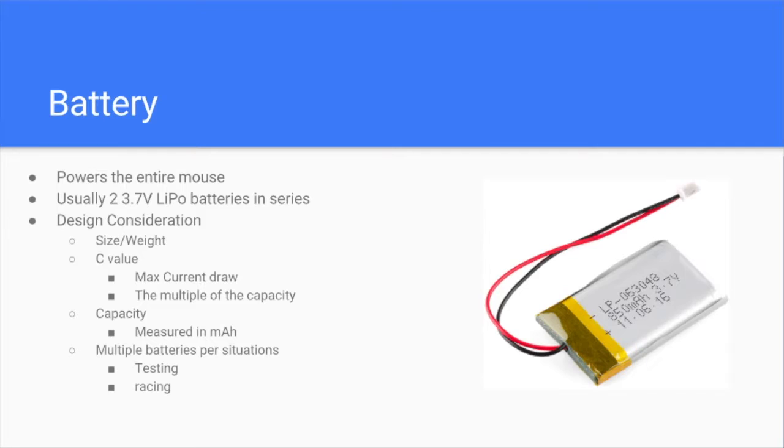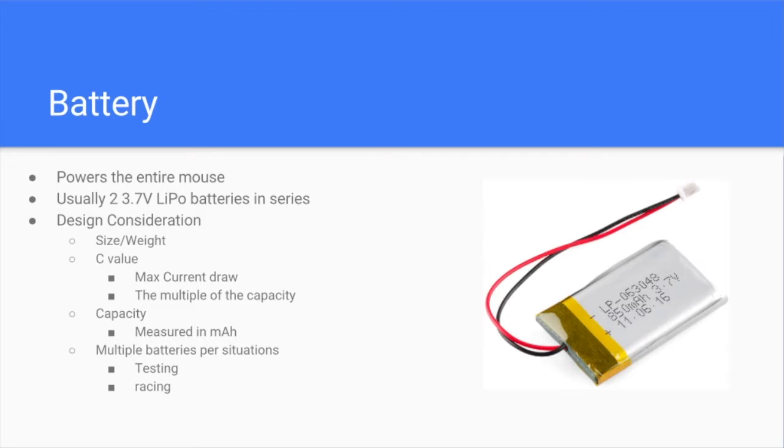For testing, you might want something with larger capacity because you want to keep running and testing, right? But you might not care about the weight as much. But with racing, and you'll see when you do a little bit of research, there are these helicopter batteries that are really small. They're really low voltage, but they'll give you one run, and they can provide up to 25C.